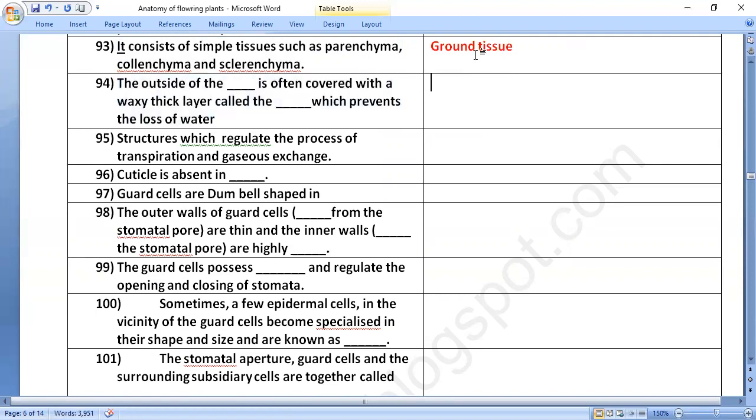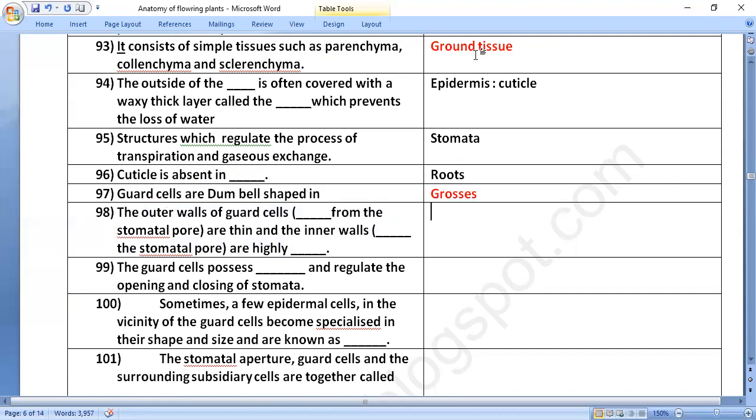The outside of the epidermis is often covered with a waxy thick layer called cuticle, which prevents the loss of water. Structures which regulate the process of transpiration and gaseous exchange: stomata. Cuticle is absent in roots. Guard cells are dumbbell shaped in grasses.